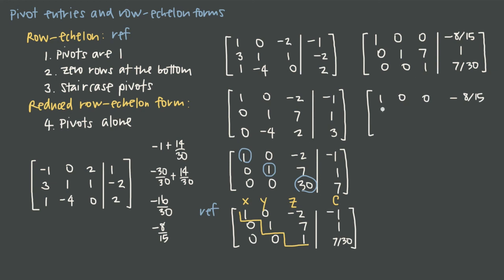The second row here will take 0 minus 7 times 0, 0 minus 0 is 0. 1 minus 7 times 0 is 1 minus 0, or 1. 7 minus 7 times 1 is 7 minus 7, or 0. And then 1 minus 7 times 7 over 30 is 1 minus 49 over 30. That's the same as 30 over 30 minus 49 over 30. That gives us a negative 19 over 30. And then the third row stays the same, 0, 0, 1, 7 over 30.